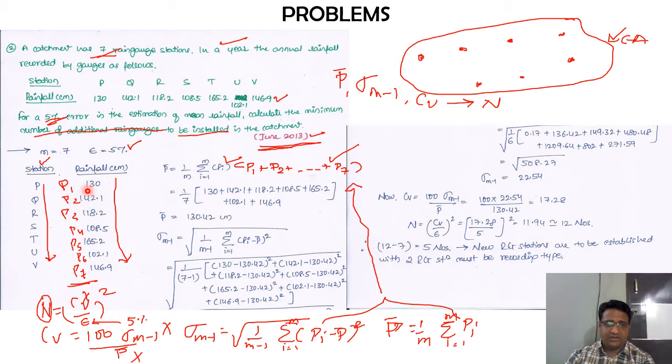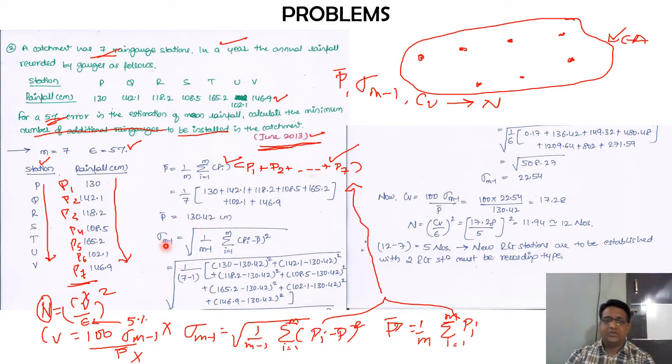Okay, keeping that in mind, now you can check out. So the P1 value is how much? 130, so that is written over here. P2 value is 142.1, so the same thing is written over here. Similarly 118.2, that is written over here. 108.5, that is there. 165.2, that is there. Next we have 102.1, that is there, and finally 146.9, which is over here. So we had varied it from P1 to P7. So if you do this calculation, here I am getting it as what? The arithmetic average of the precipitation is 130.42 centimeters, which is going to be there.